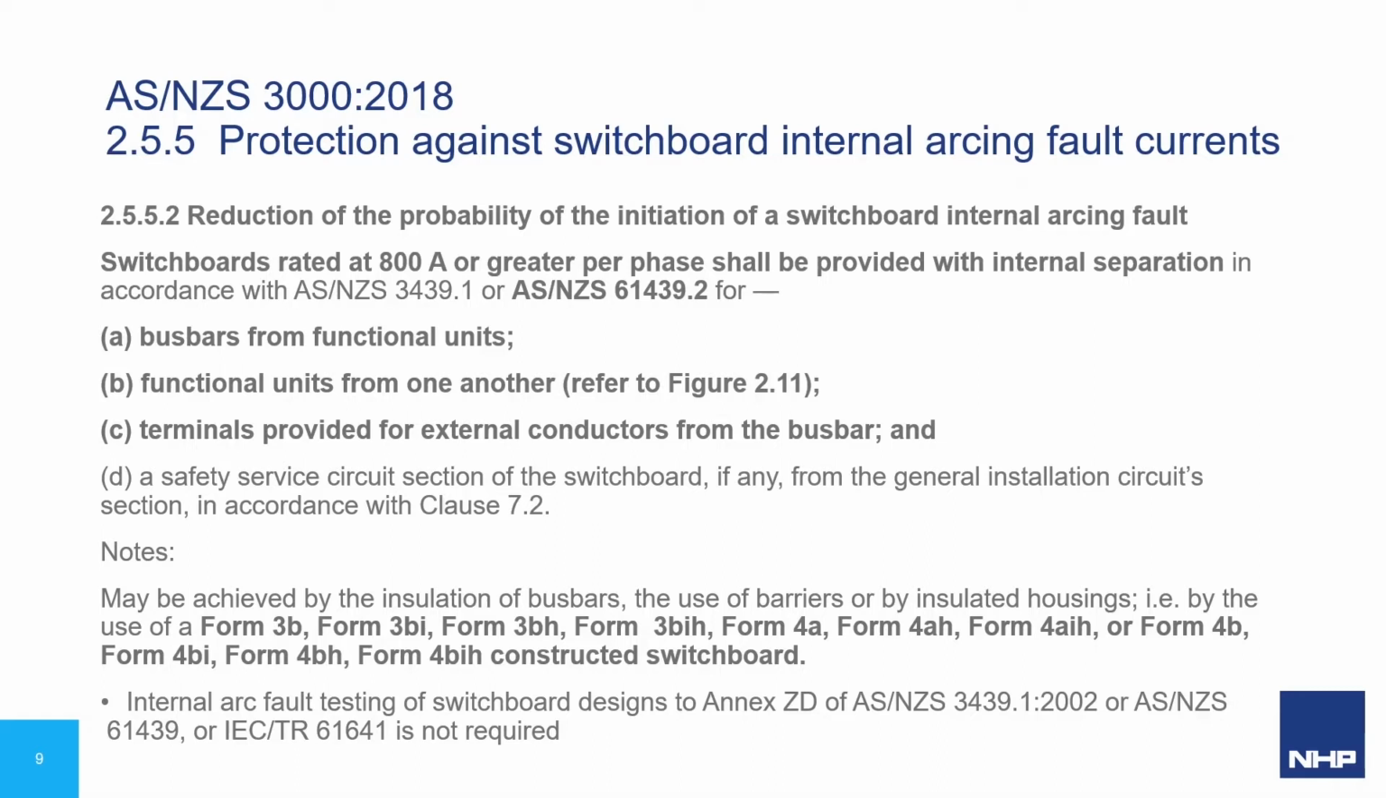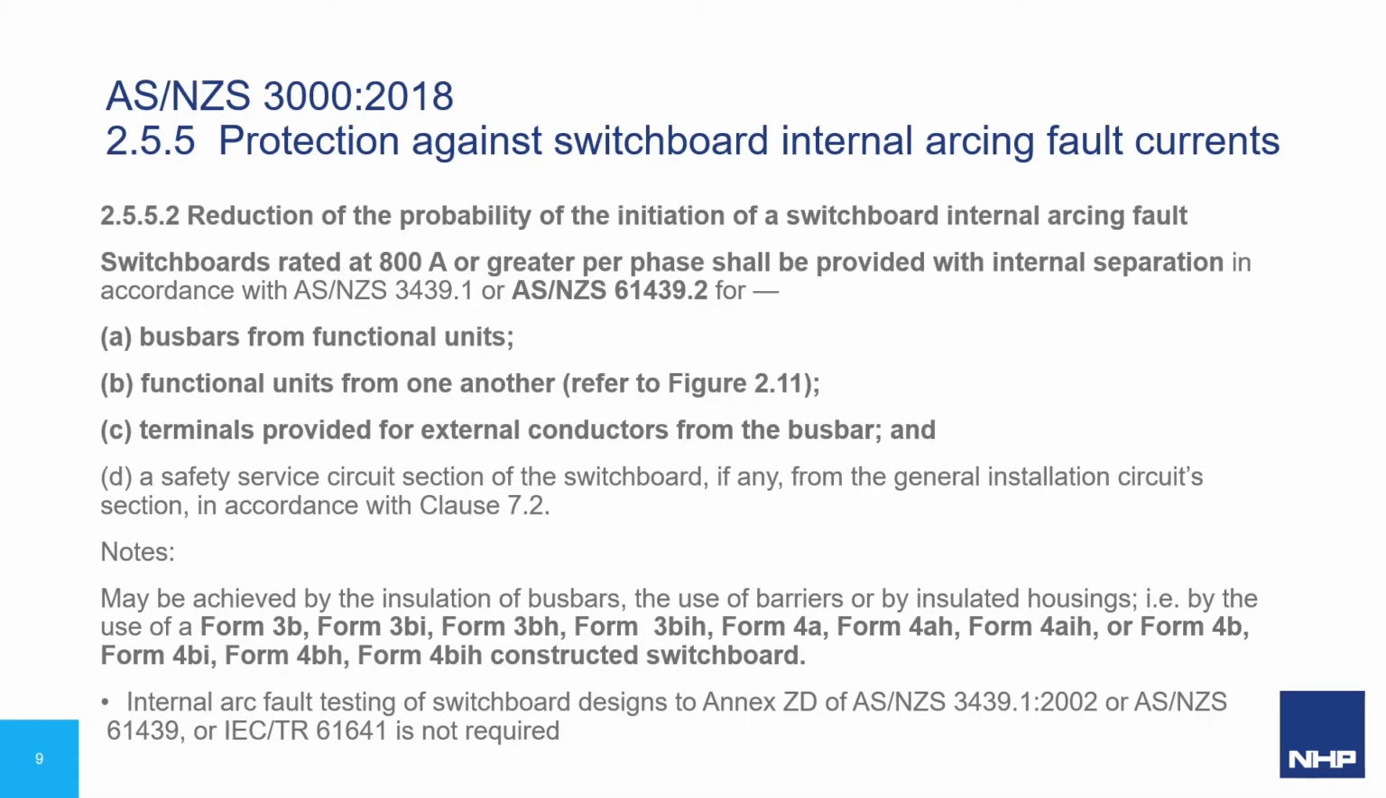Similar to the technical report 61439 Part 0, it informs us we can use barriers, insulation, and housing of devices. It also lists which forms of separation are deemed to be acceptable to reduce arc fault initiation risk. In general, this is Form 3B, Form 4A, and Form 4B using all methods of construction. The different methods of construction are indicated with the additional I, and, or H, or the absence of these additional letters.